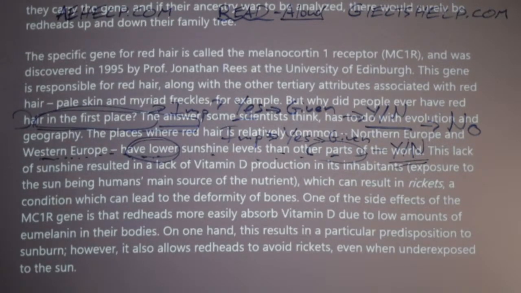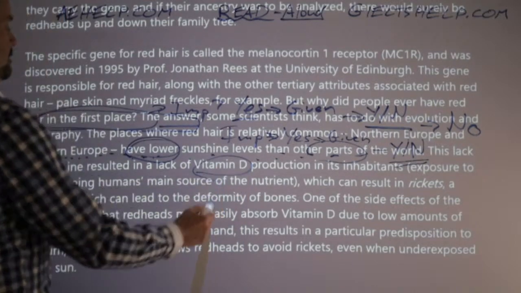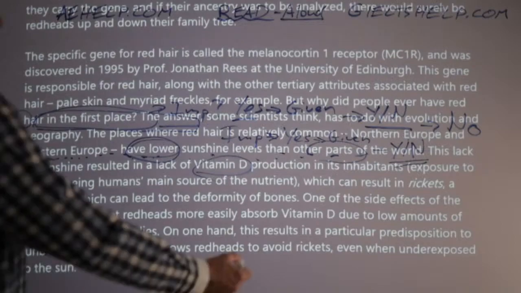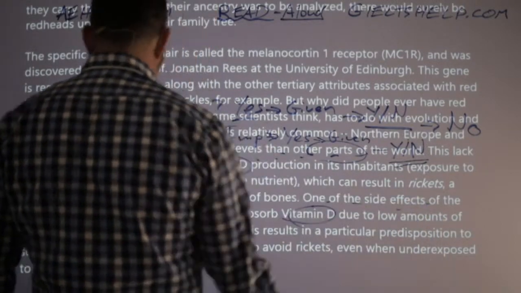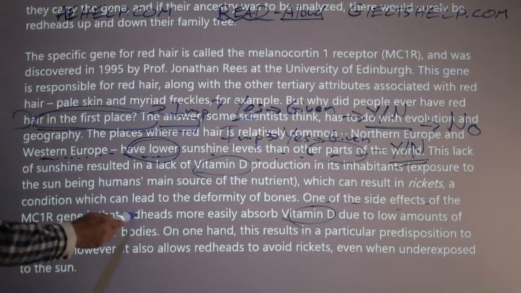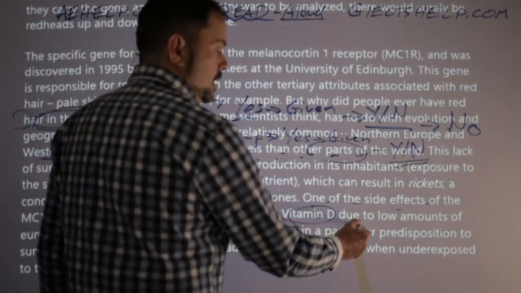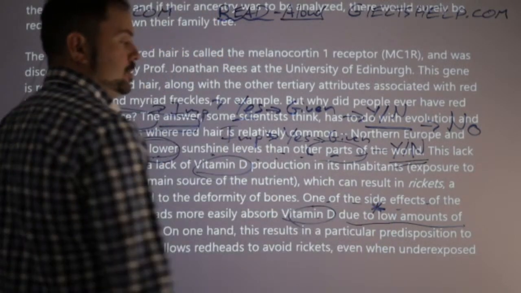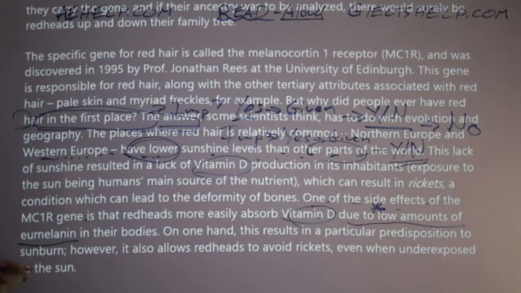So here I'm looking for this kind of vitamin D, and I'm also looking for eumelanin. Okay, let's see. There's vitamin D again. One of the side effects of the MC1R gene is that redheads more easily absorb vitamin D due to low amounts of eumelanin. So here I take special notice of the words low amounts of eumelanin.